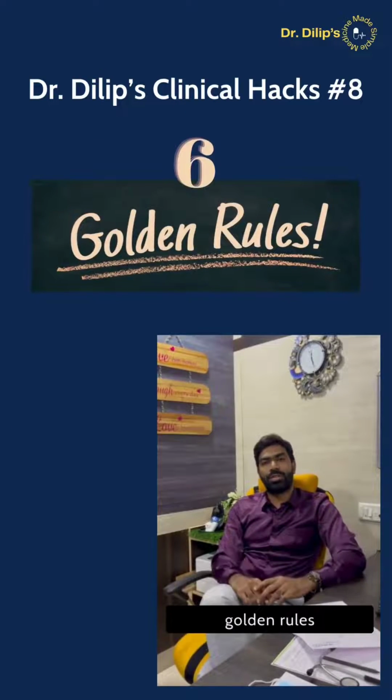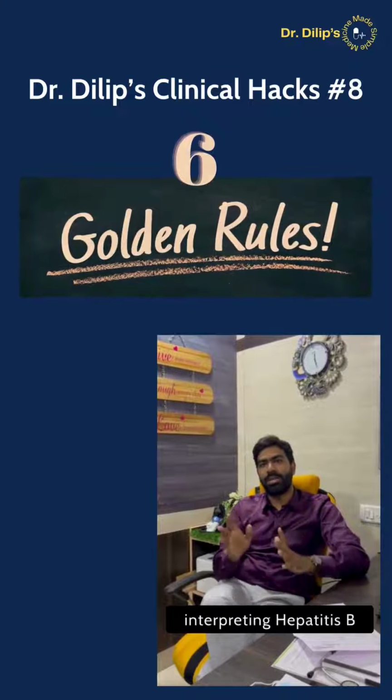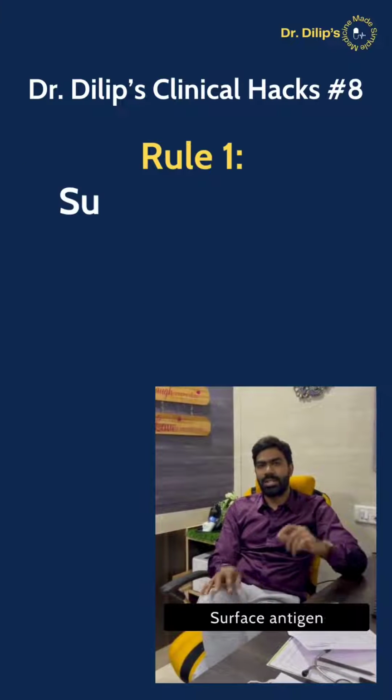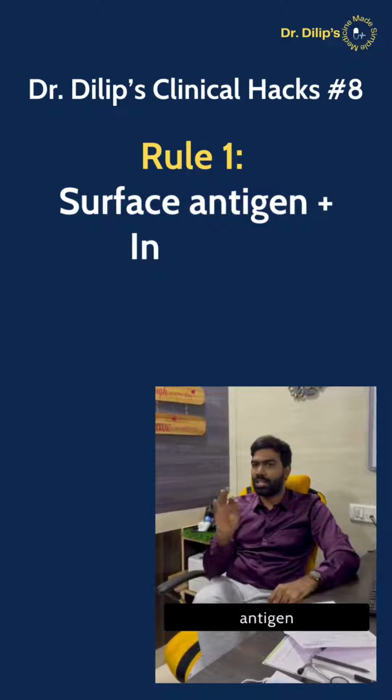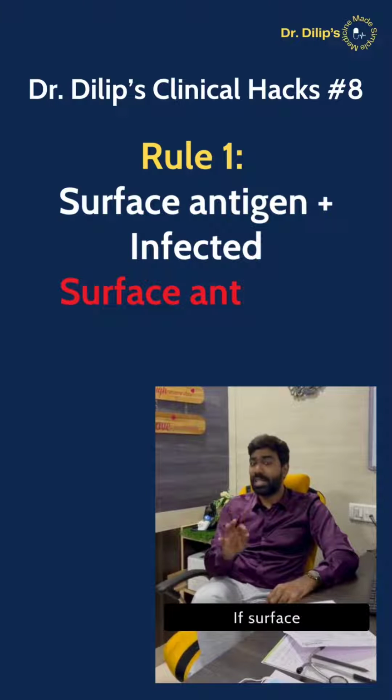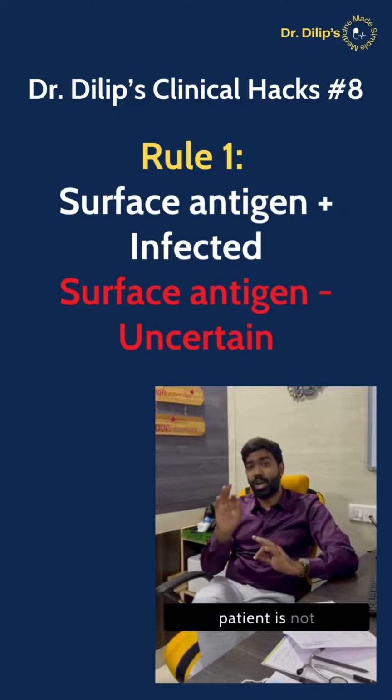There are 6 golden rules that you have to look for before interpreting hepatitis B virus serology. Rule number 1, surface antigen is always a marker of infection. If surface antigen is positive, patient is definitely infected. If surface antigen is negative, it doesn't really mean patient is not infected though.